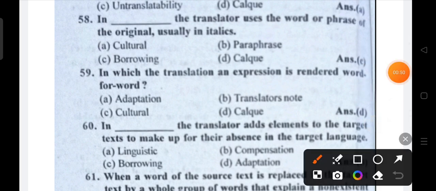In filling the blanks, the translation uses the word or phrases of the original, usually in italics. The answer is C, borrowing. ये क्वेश्चन इम्पोर्टेंट है. In which the translation and expression is rendered word for word. The answer is D.